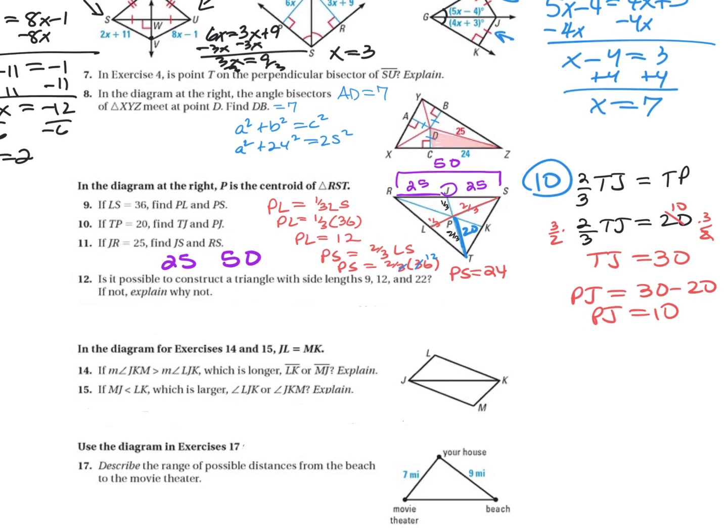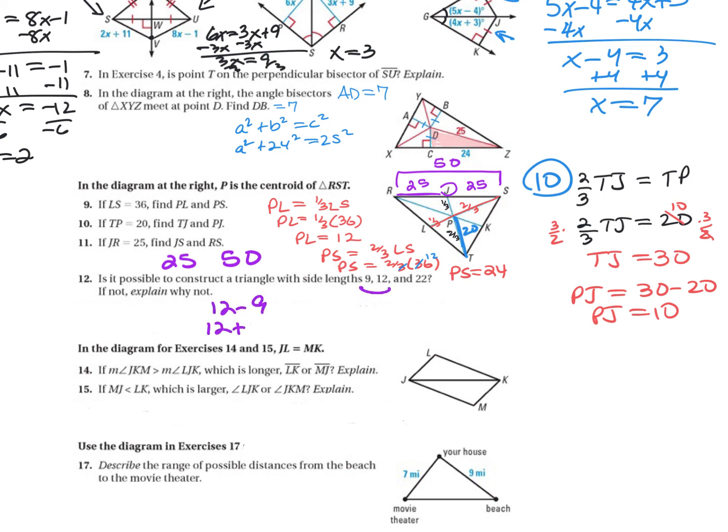Next one says, is it possible to construct a triangle with side lengths 9, 12, and 22? This is where you're going to take the two smaller numbers, you're going to subtract them, and you're going to add them. So when I subtract them, I get 3. When I add them, I get 21. And because 22 is not in between 3 and 21, I would say no. You cannot, because it does not fall in between the range.